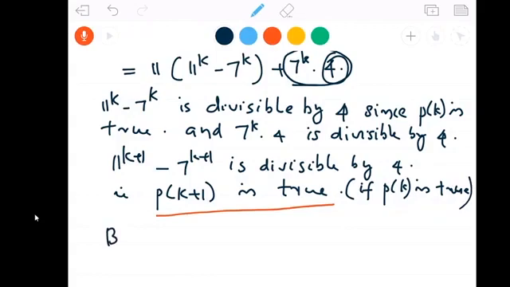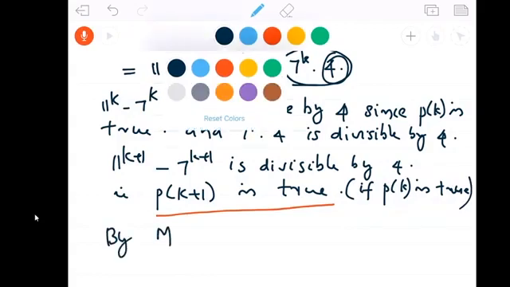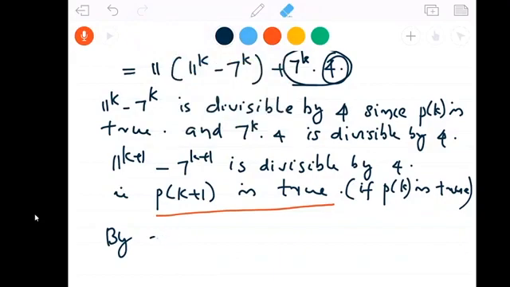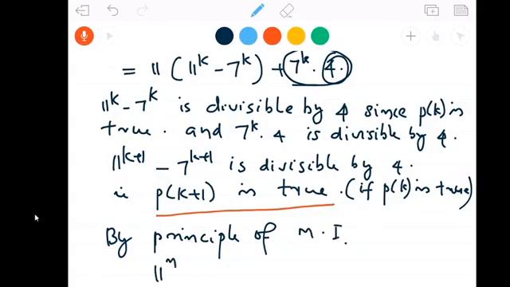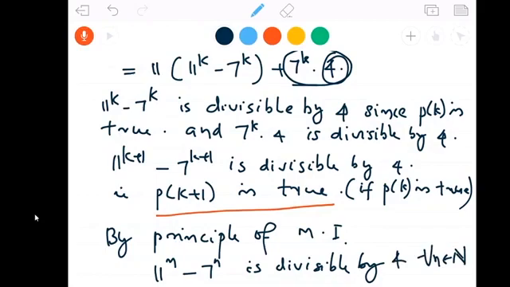So, by principle of mathematical induction, we can say that P(n) is true for all n element of natural numbers. That means 11^n minus 7^n is divisible by 4 for all n element of natural numbers. This is how we are using principle of mathematical induction.